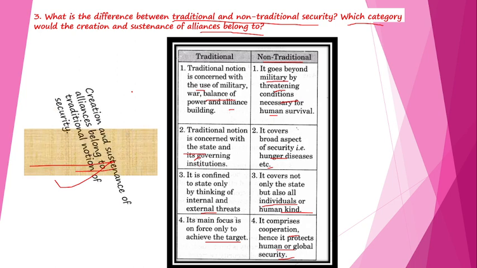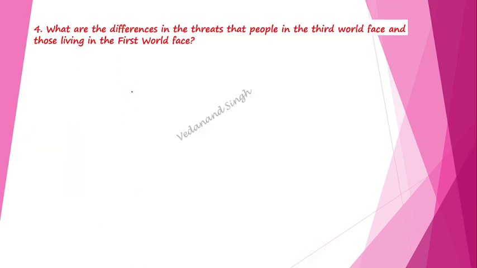Okay. Now the next question of the chapter is: what are the differences in the threats that people in the third world face and those living in the first world face? Generally, we have to find out the differences. What are the basic differences in the threats that the first world and the third world are facing? See the answer of this question.